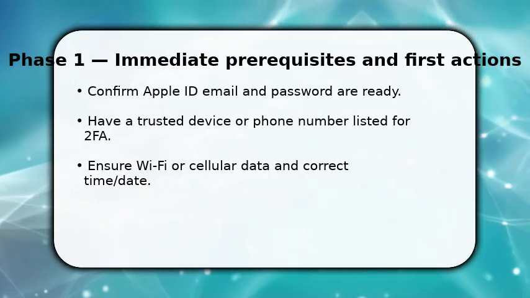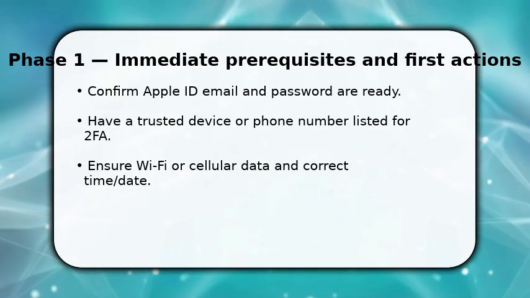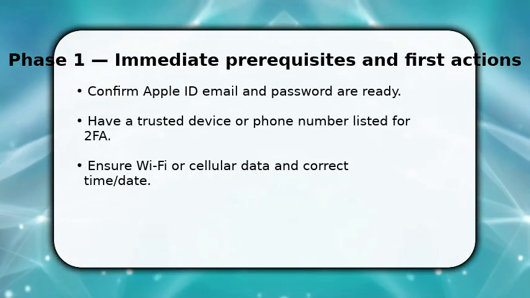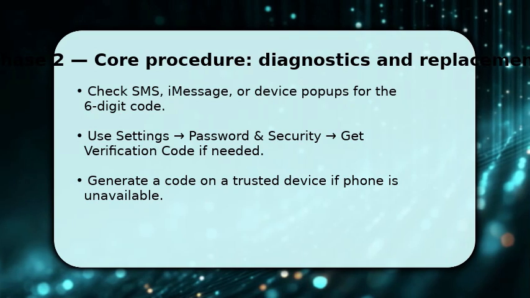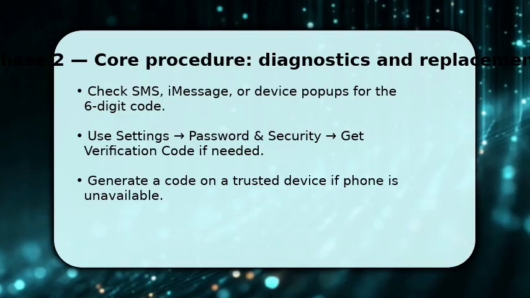Make sure network and time settings are accurate. Apple codes rely on synced clocks, so correcting time helps avoid rejected codes. You'll receive a 6-digit code via SMS, iMessage, or as a pop-up on a trusted device.